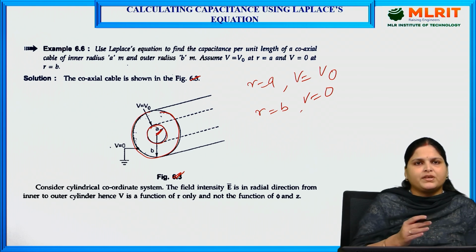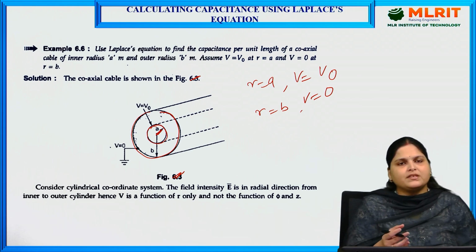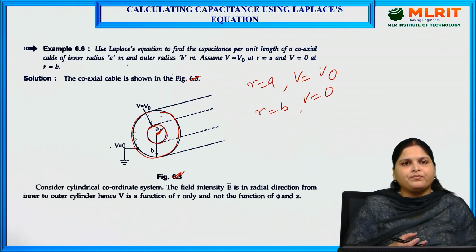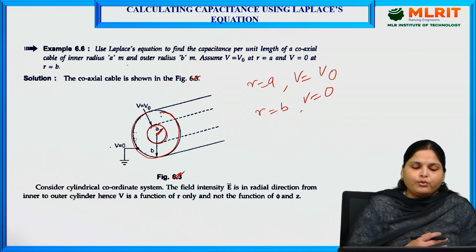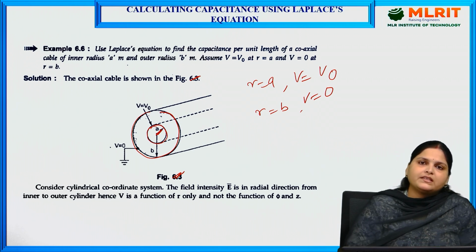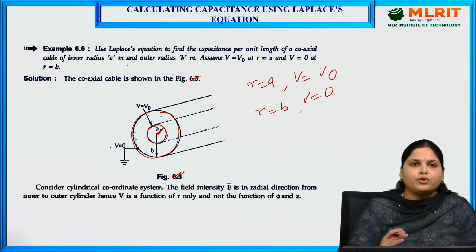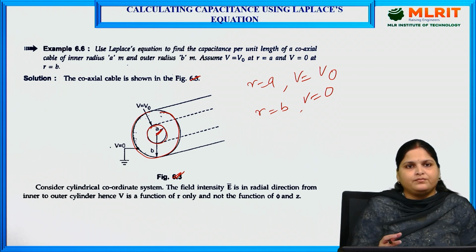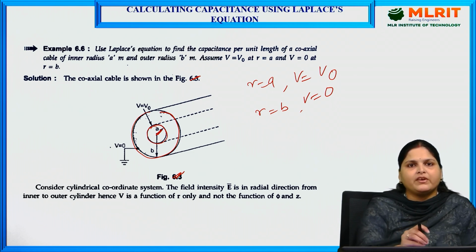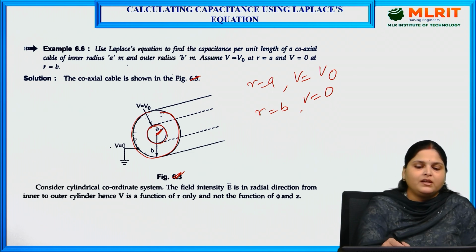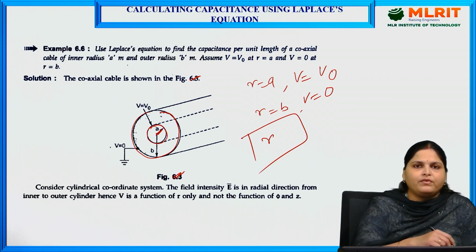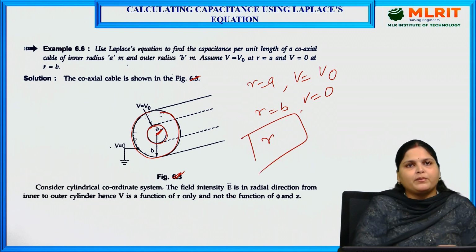So it is clear from this that we are going to consider the cylindrical coordinate system. We know that the field intensity E is in the radial direction from the inner to the outer cylinder. That means the potential equation which we are going to use here will only be a function of R, and it will not be a function of phi and z.